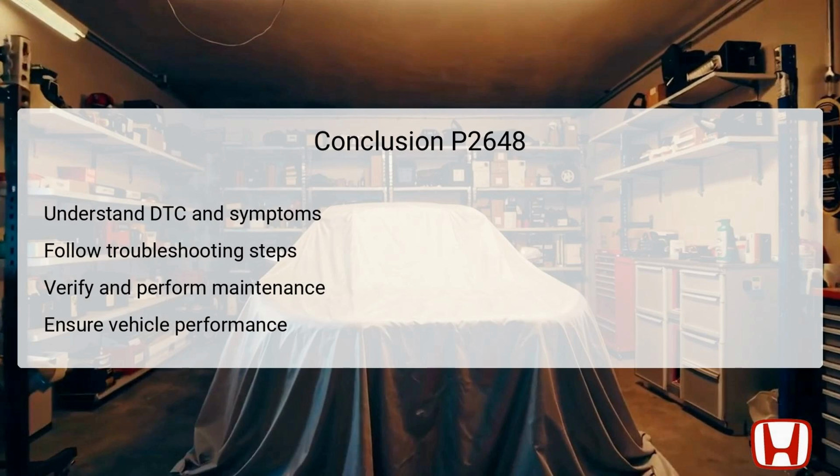In summary, understanding DTC P2648 is critical for diagnosing and resolving issues related to the rocker arm oil control solenoid in Honda Civic models 2022 and onward. Recognizing symptoms such as reduced engine performance and warning indicators will assist you in taking swift action. By strictly adhering to the prescribed troubleshooting steps, including confirming the integrity of the rocker arm oil control solenoid, its wiring, and the PCM, you lay the groundwork for accurate diagnostics.